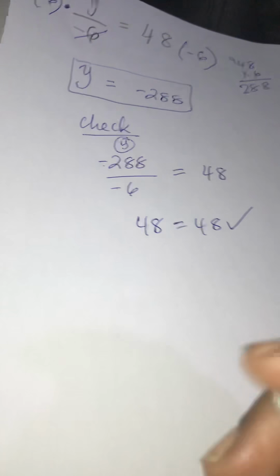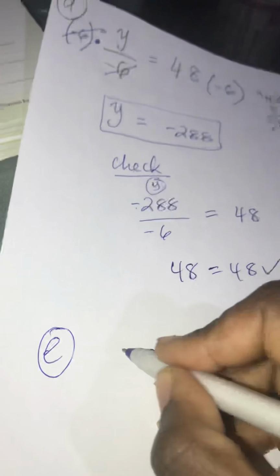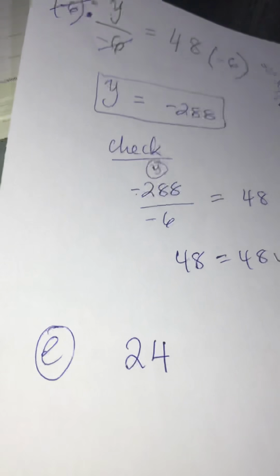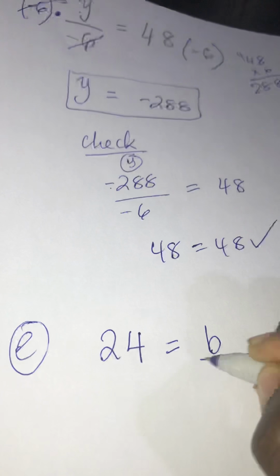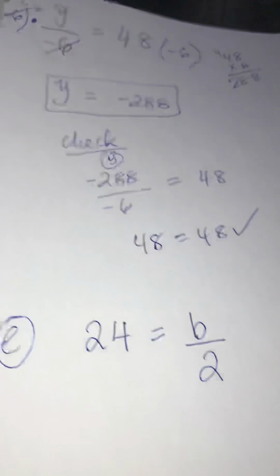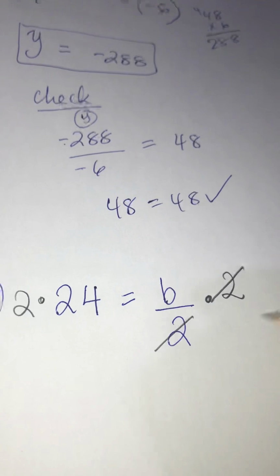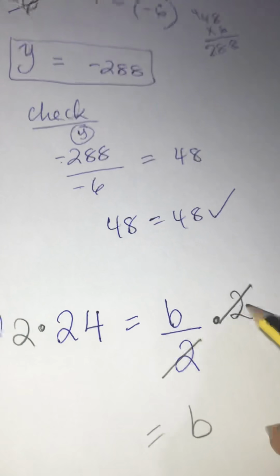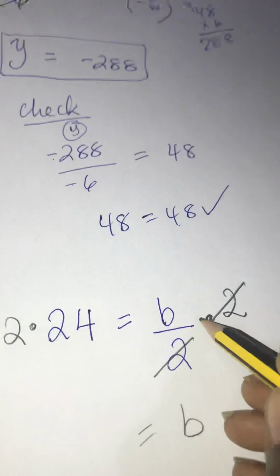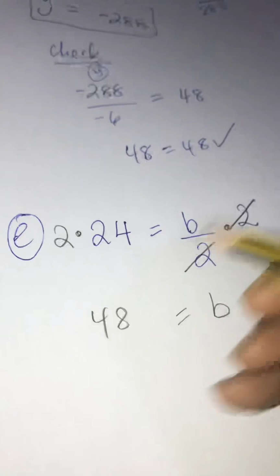Okay, let's do another one. Let's do example E. 24 equals B over 2. I will multiply both sides by 2. This 2 and this 2 will go away. I will remain with B. Remember, you write this 2 up here together with B. Don't write it down here. Write it up here because you're multiplying. Okay? 2 times 24 is 48.